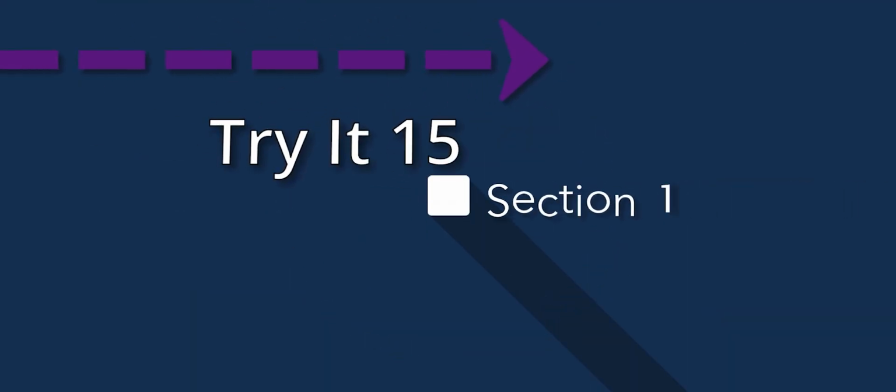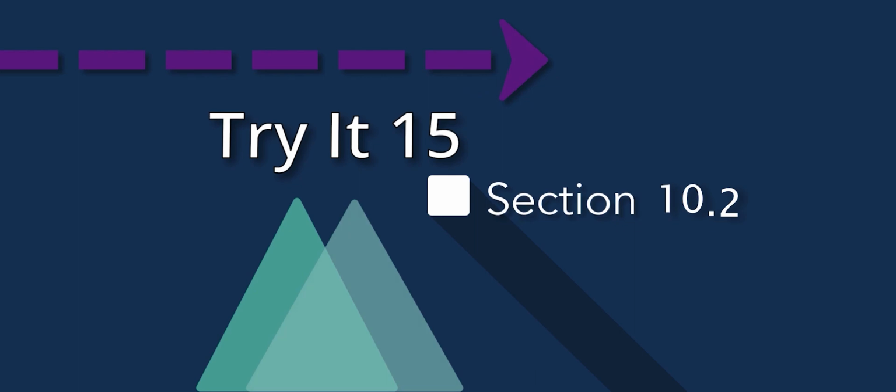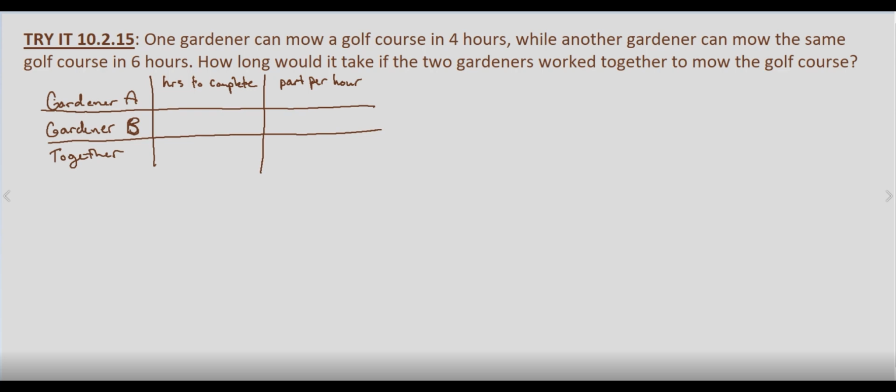In this problem, we're told that one gardener can mow a golf course in 4 hours, while another gardener can mow the same golf course in 6 hours. How long would it take if the two gardeners worked together to mow the golf course?